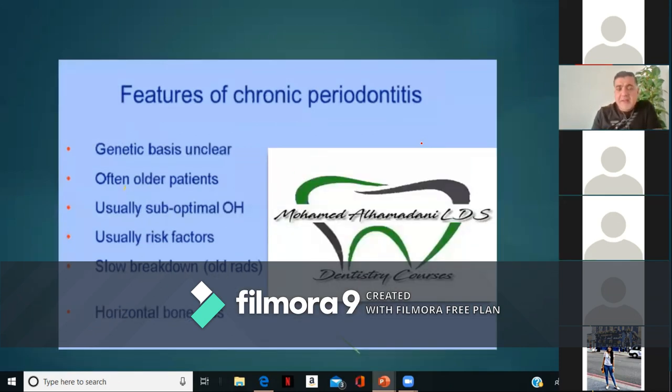Chronic periodontitis is almost the opposite. It is with elderly people, with poor oral hygiene. We will see horizontal bone resorption rather than vertical bone resorption.